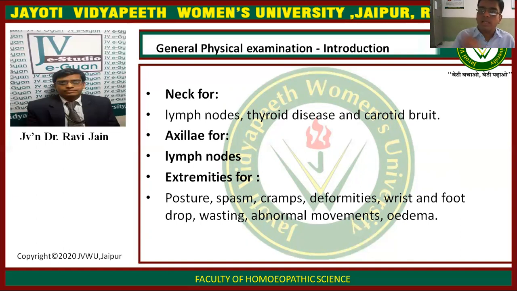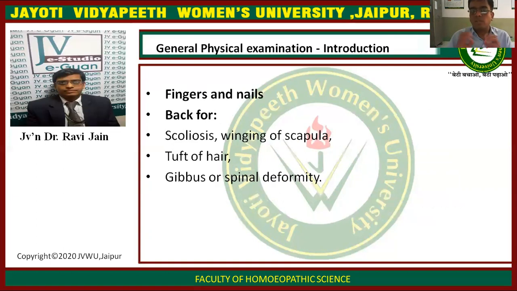carotid bruit. In the axilla, you have to check for the lymph nodes. In the extremities, for the posture, spasm, cramps, deformities, wrist and foot drop, wasting, abnormal movements, and edema. In the fingers, you have to check for koilonychia or club-shaped nails, any kind of disorder, especially in the nails. You have to check the arms for any kind of pallor, the skin.